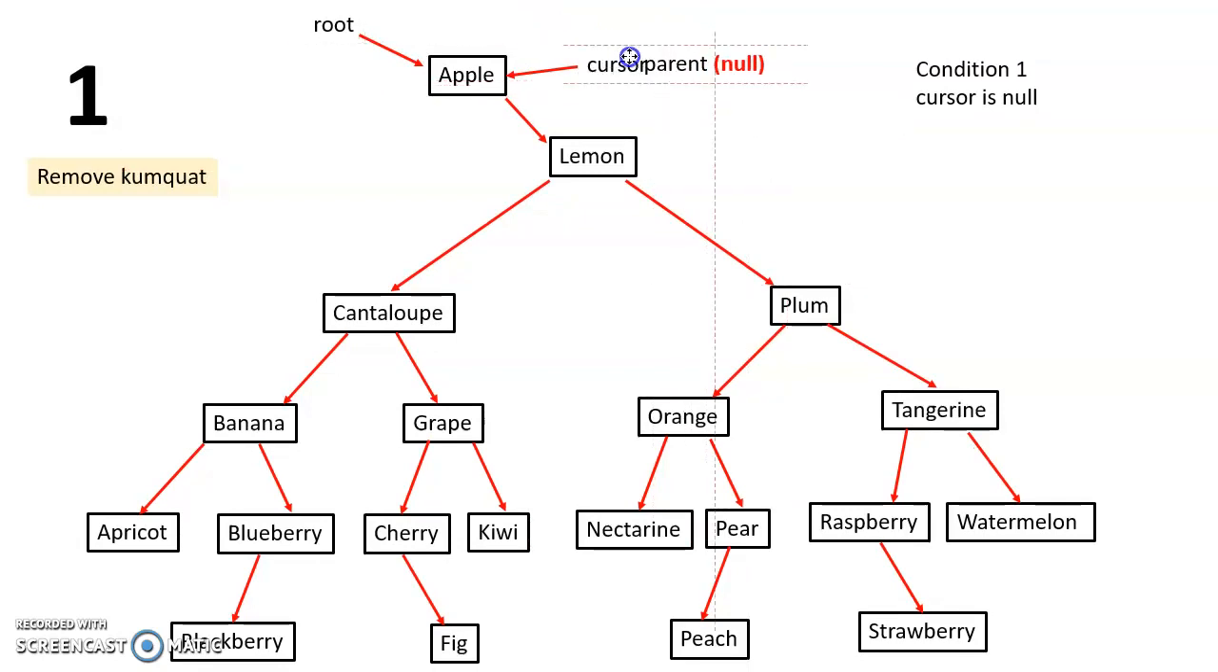So parent is going to become cursor, and I can get rid of the null here. Parent becomes the cursor.